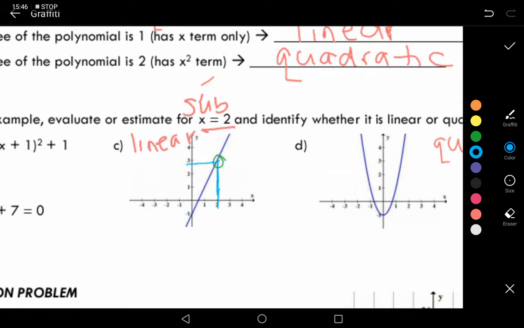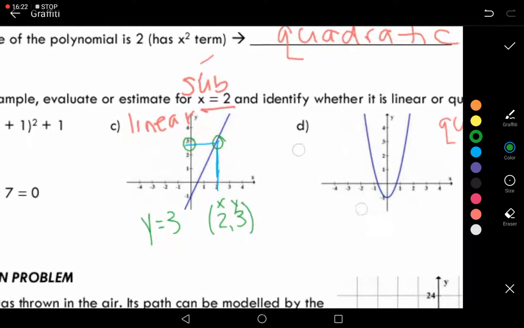This is asking us to estimate. As you can see, my line hits somewhere between 2 and 3. But because it's so close to 3, I'm just going to say that y equals approximately 3. So if x equals 2, y equals 3. Keep in mind that means the coordinate is (2, 3), x, y. That's how we would plot that point that I have circled in green.